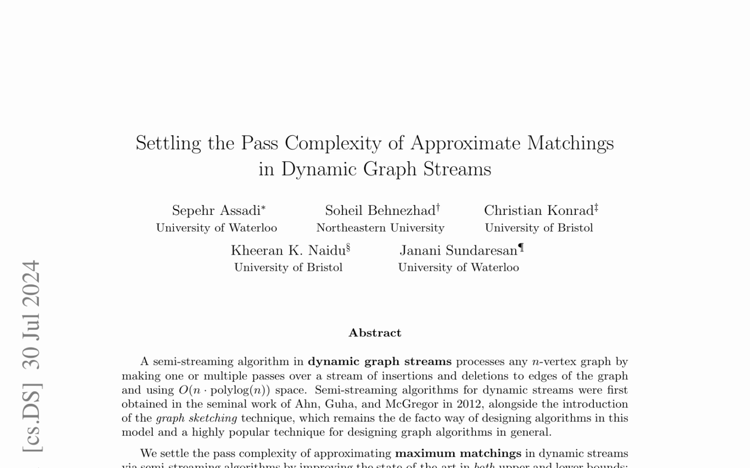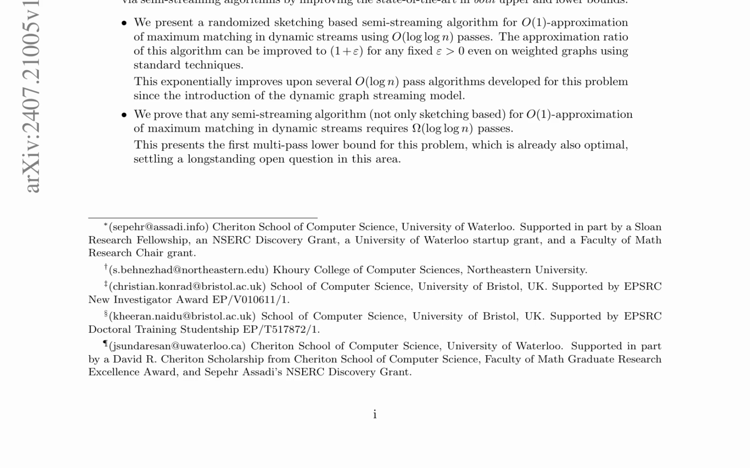The authors then delve into the concept of approximate matchings, which are used to find a subset of edges in a graph that cover all vertices with minimal overlap. They discuss the importance of approximate matchings in various applications, including data clustering, network optimization, and scheduling.